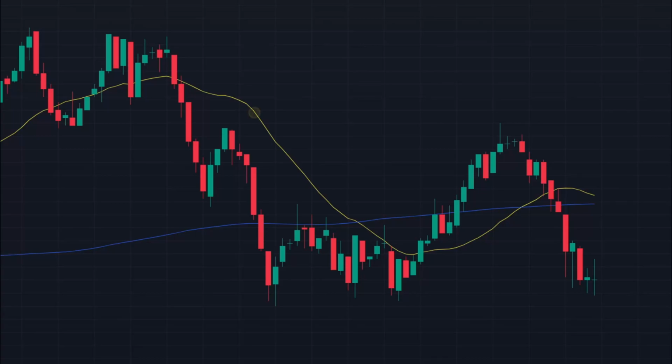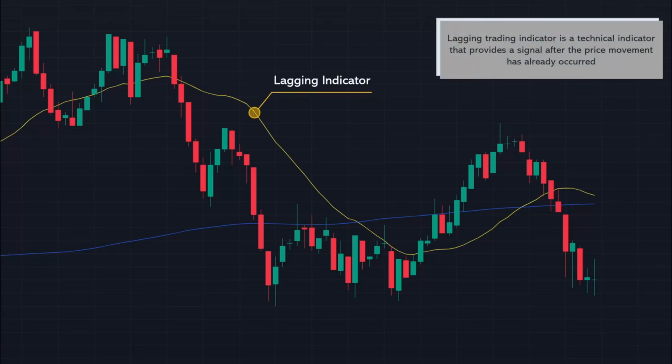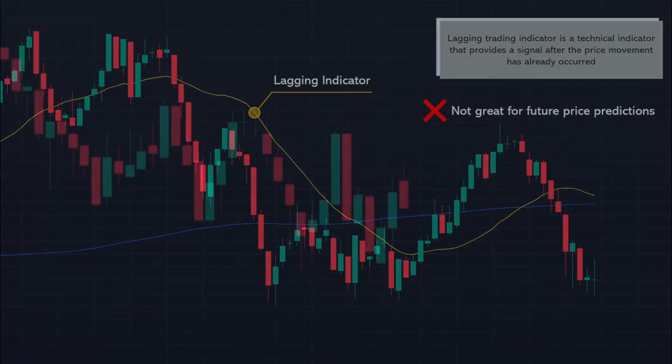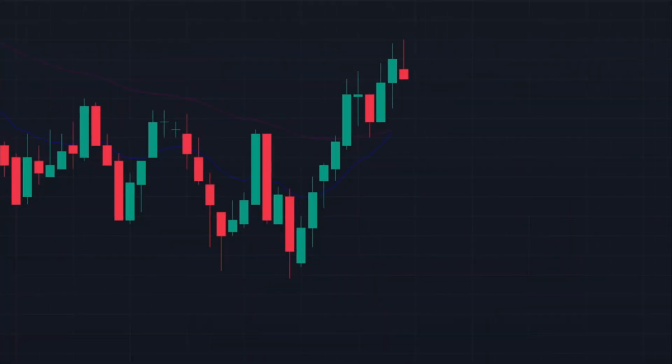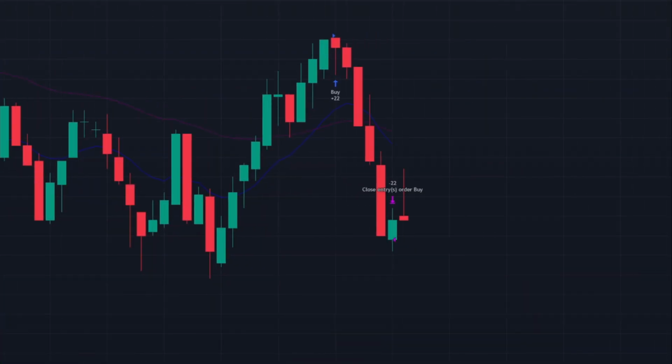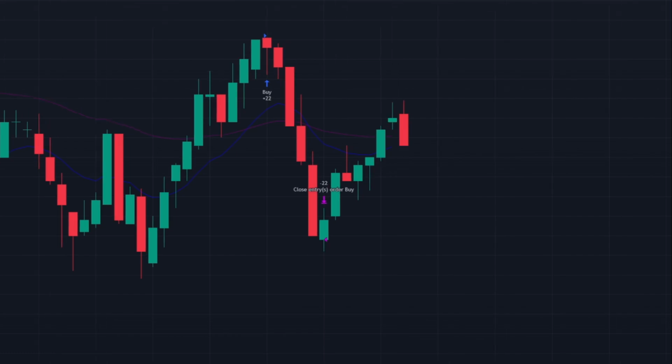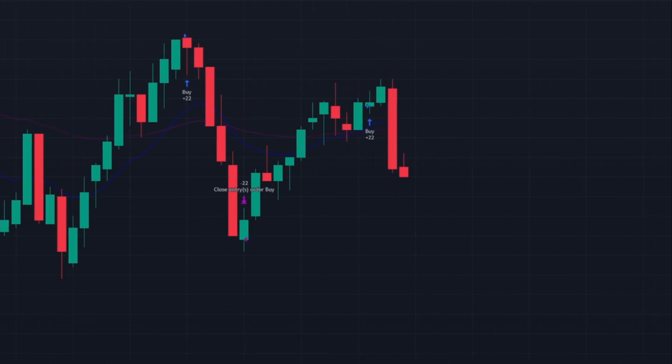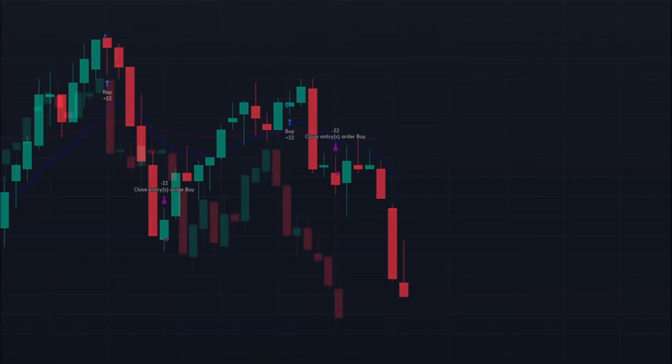Regular moving averages are lagging indicators. A lagging trading indicator is a technical indicator that provides a signal after the price movement has already occurred. This means that lagging indicators are not as good at predicting future price movements. As a result, by the time you decide to enter a trade based on the moving averages, it is likely that the trend has already passed and you missed the right entry point.